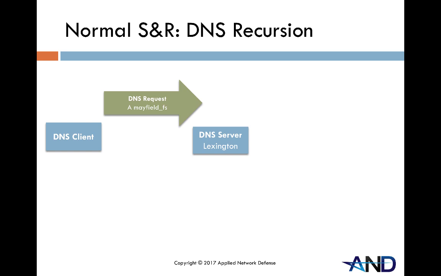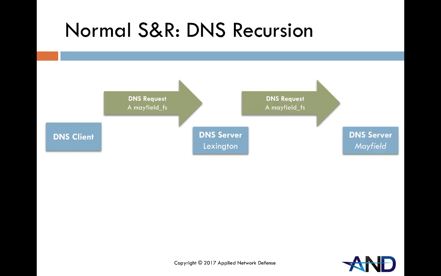However, it does know how to communicate with the Mayfield DNS server. This could be something that was dynamically configured, or maybe it was something that was statically put in. You can statically configure a DNS server to know which upstream servers to talk to, or to know which servers are authoritative for which networks. So in this case, the DNS server, when it receives the question from the DNS client, is going to repackage it and send it to the DNS server in Mayfield. Mayfield's DNS server is going to be authoritative for that zone, so it's going to know the answer.